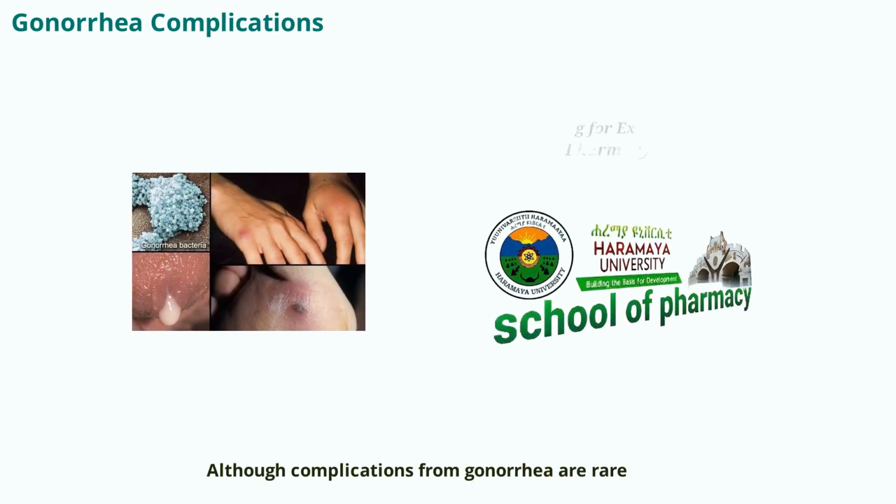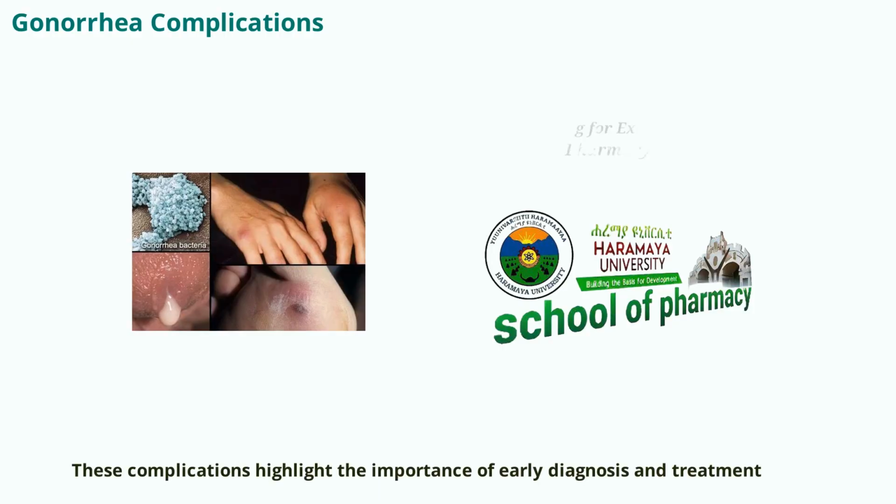Though complications from gonorrhea are rare, they can be serious if they occur. In men, possible complications include epididymitis, prostatitis, inguinal lymphadenopathy, and urethral stricture. For women, the most significant risk is pelvic inflammatory disease, which can lead to ectopic pregnancy and infertility. These complications highlight the importance of early diagnosis and treatment. The next scene will discuss the recommended therapies for gonorrhea.